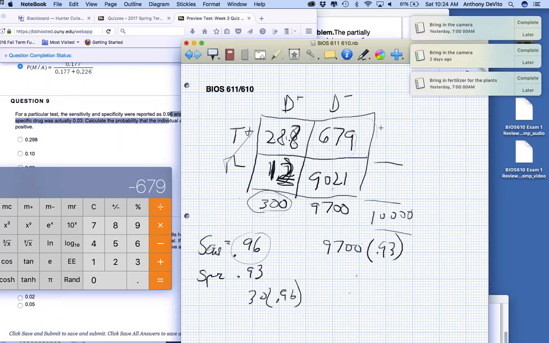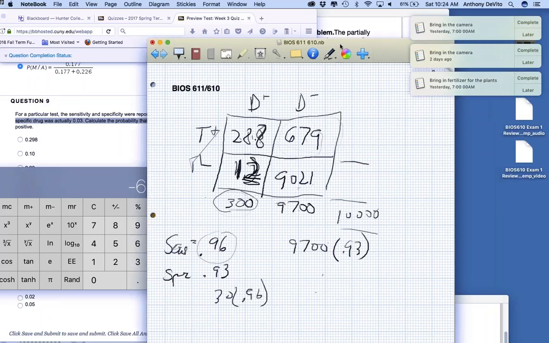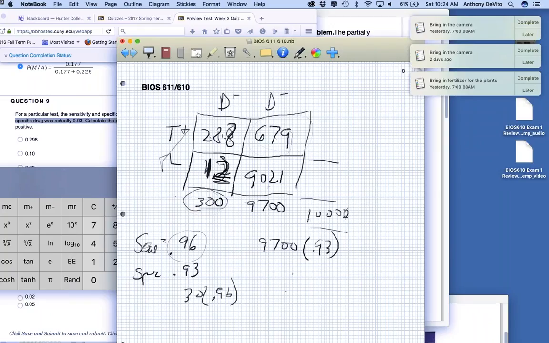Okay, so the 1,000 was arbitrary. In fact, I changed it to 10,000 so I would get even numbers. And the 300 was because 3% of the population is the prevalence. So out of 10,000 people, 300 of those people were drug users.